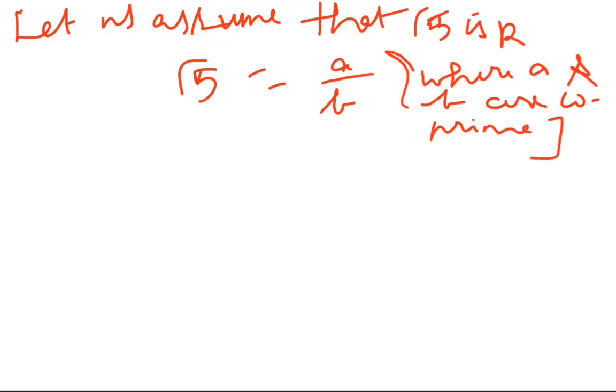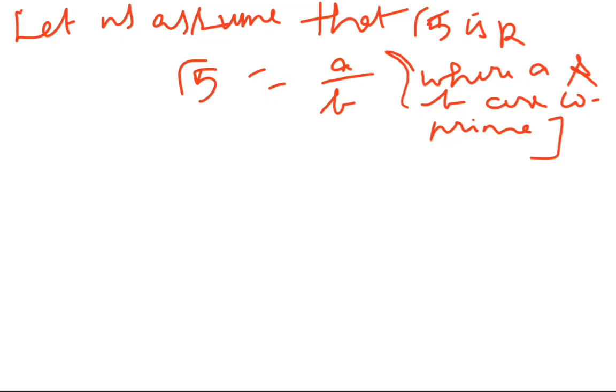So why are we writing that root 5 is equal to a by b? Because a rational number can be expressed in the form of p by q, where q is not equal to 0. So we are assuming in contradiction that root 5 is rational, so we are writing it in the form of p by q. Instead of p by q, you can write a by b also. So let us go to the next step.